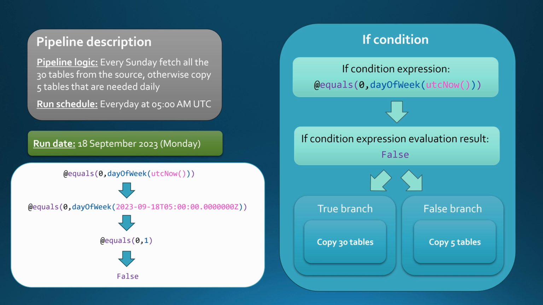And of course you could use any other expression in the if condition expression. The only limiting factor is that the expression has to eventually result in a Boolean value, meaning true or false. Now we should have a basic understanding of how if condition works. So next, let's go to Data Factory and see how this activity works in action.